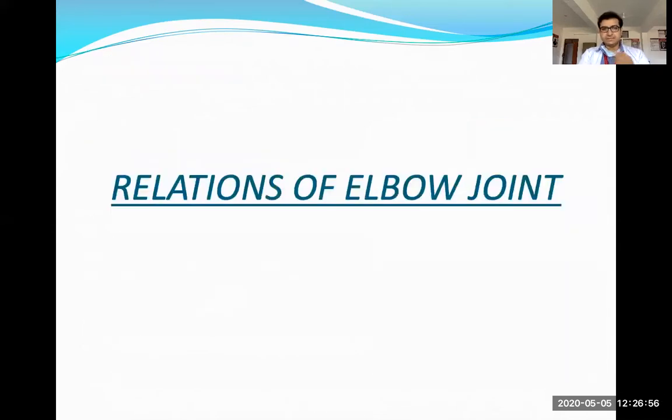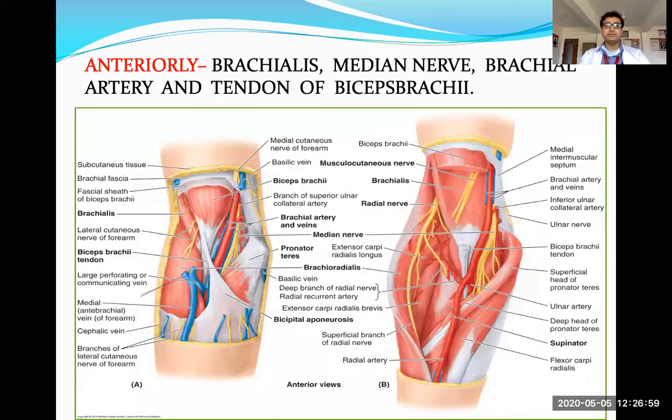Now, what is the relations of the elbow joint? So anteriorly, it is related to the brachialis muscle, median nerve, brachial artery, and tendon of biceps brachii. You can see over here in diagram, here is brachial artery, median nerve, and tendon of biceps brachii.